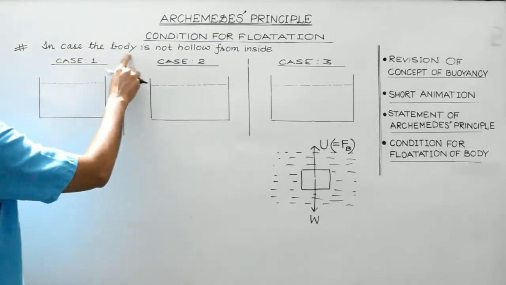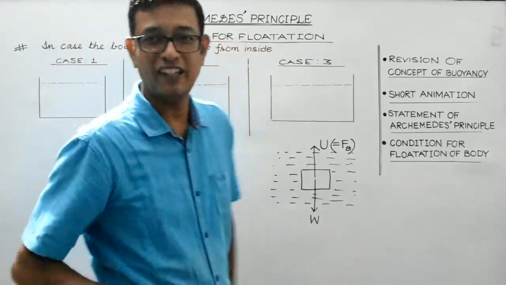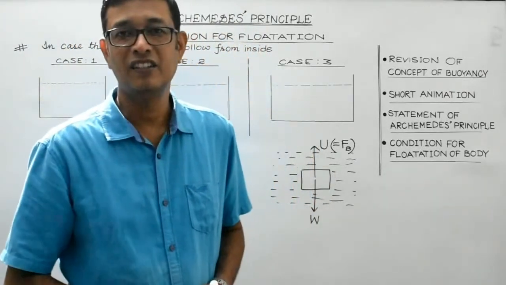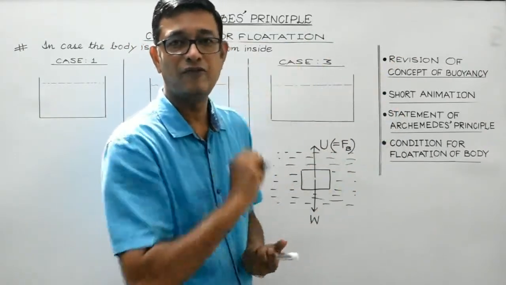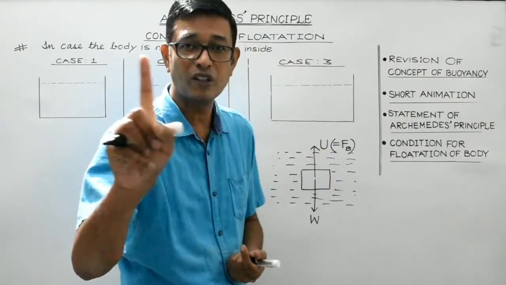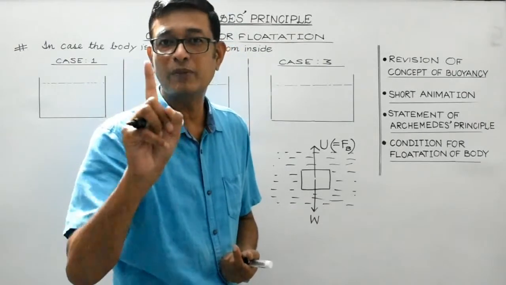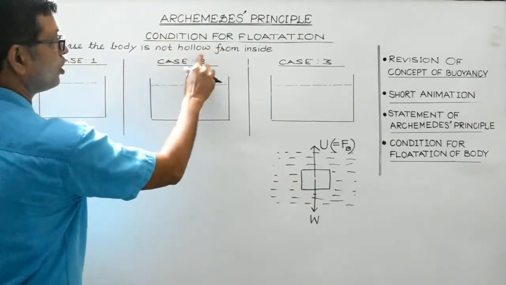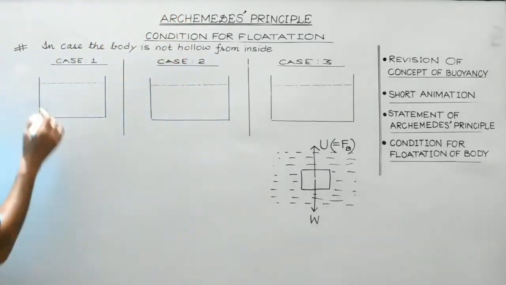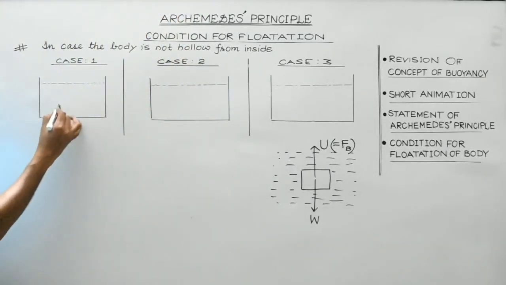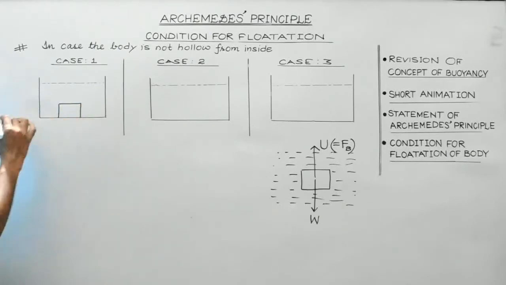First case is when the body is not hollow from inside. We are considering solid bodies. How to determine whether this solid body will sink or this solid body will float? So we are not dealing with hollow bodies, remember, we are dealing with solid bodies. So those bodies which are not hollow from inside. So there can be three cases. This is the liquid. The body can either sink.